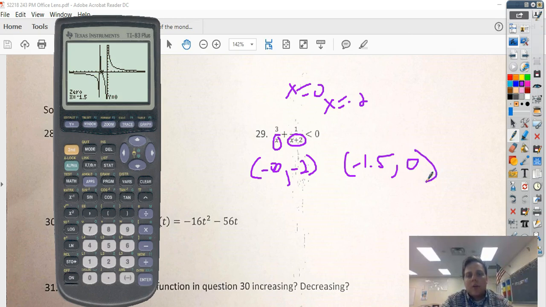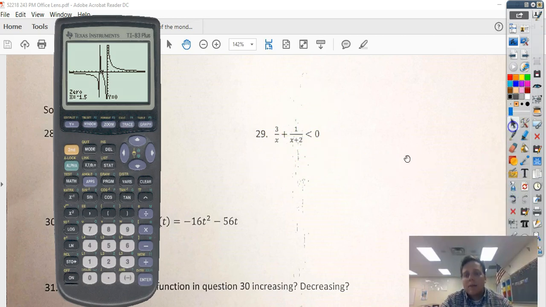And bam, there we go. To me, that way is a little bit easier. I don't like it as much because I feel like I get convoluted looking at the graph. But it's easier than having to put a couple fractions together. Okay? Moving on.